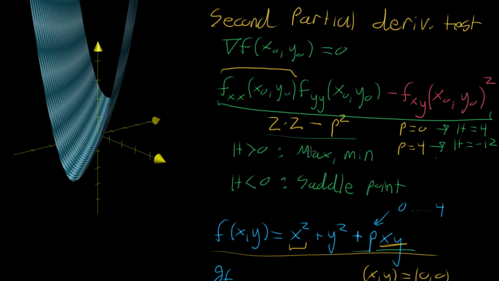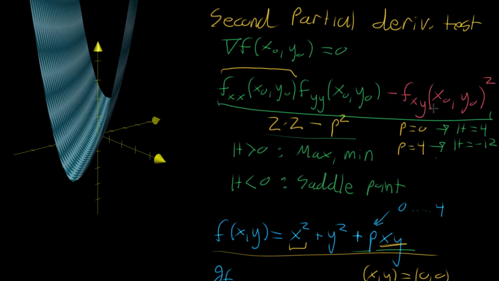In other cases, it might mean something different, and I'll probably make a video just about that special case when this whole value is equal to 0. But for now, all that I want to emphasize is what this test is, where you take all 3 second partial derivatives and you multiply together the 2 pure second partial derivatives, where you do x and then x, and the one where you do y and then y. You multiply those together, and then you subtract off that mixed partial derivative squared.